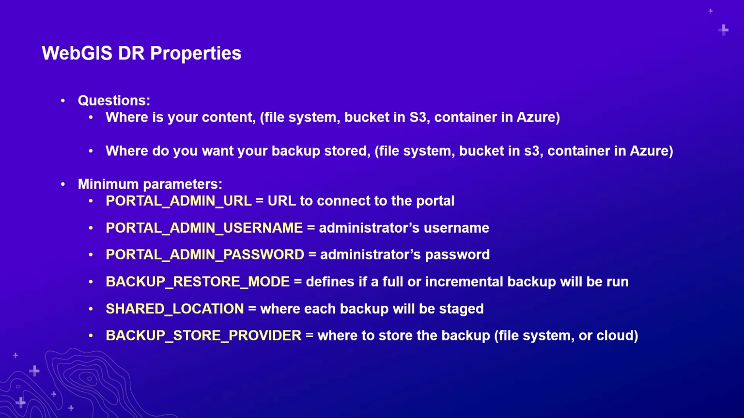You can also ask yourself where you want your backup stored. On the file system or cloud storage? Again, the properties file is going to be updated differently depending on where you want to save this stuff. There are minimum parameters that have to be populated. For example, the portal admin URL is the URL to connect to the portal, credentials for an administrator within the portal, and whether you want to create a full or incremental backup. We'll talk a little bit more about this in the last section within this presentation.